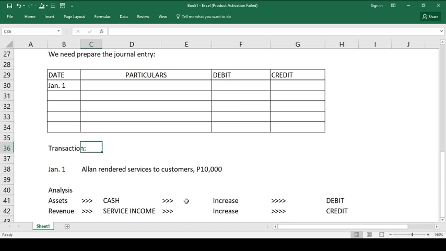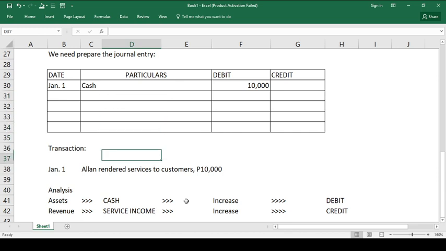Pangalawa, determine ano po yung debit. Based on the problem, yung debit po natin is an asset with the account title of cash. Yung isusulat lang po natin on the particulars is the account title na ide-debit natin. So, we debit cash. Magkano po ba yung cash? 10,000. That is our debit. Take note ha, una po parati yung debit sa recording.